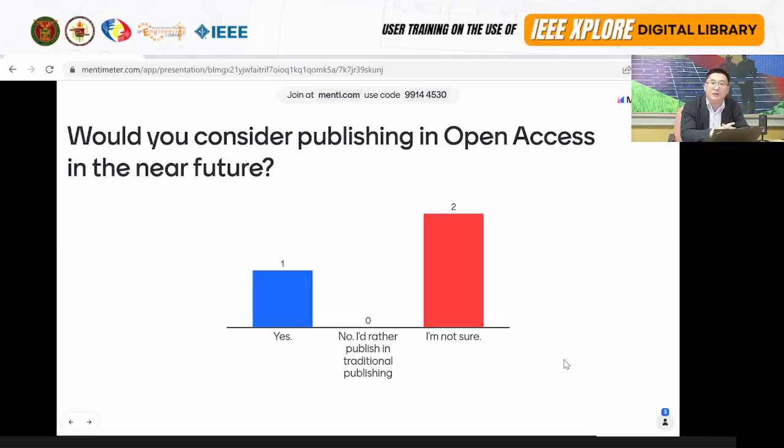Again, if I may remind you, if you don't participate, there's no certificate. All right? So about half of us are not sure whether we're going to publish in open access. Okay, more of us are saying yes, I will consider publishing in open access.